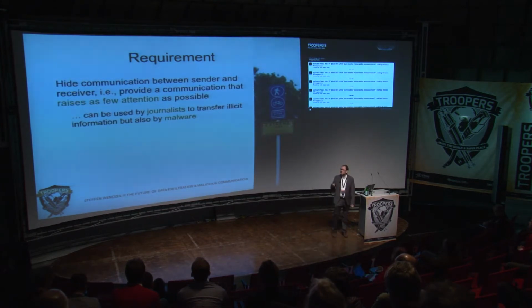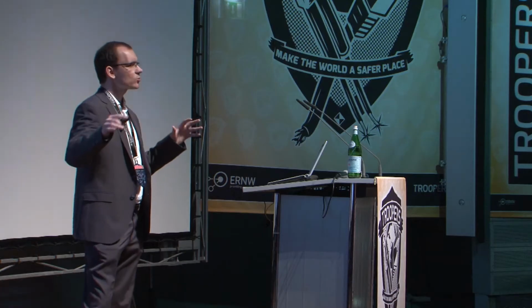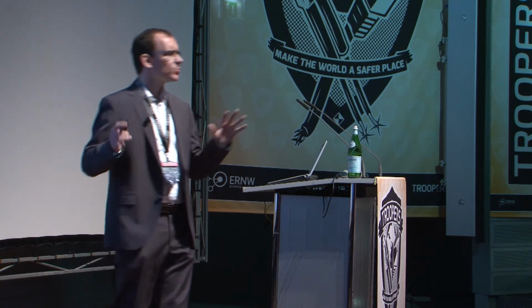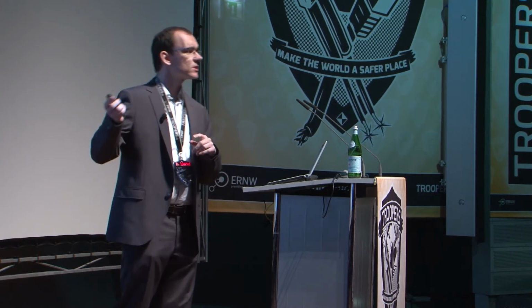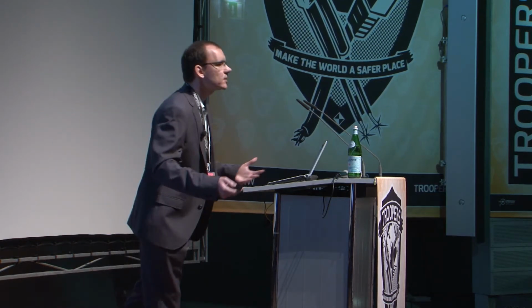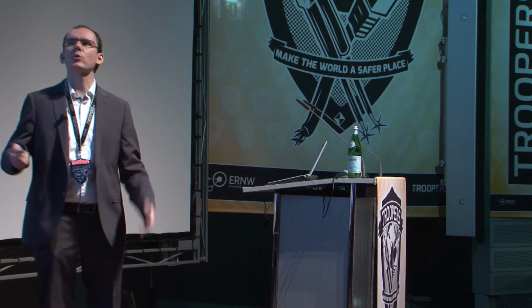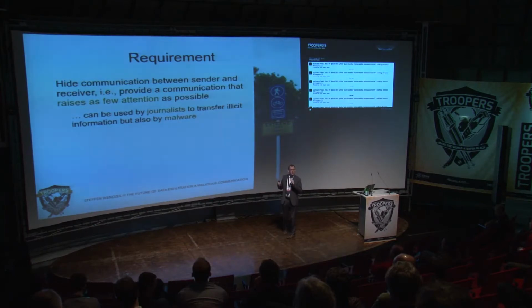So what do we need to create malware or a safe communication for journalists in observed networks? We need a very, very stealthy communication, and therefore our communication should raise as little attention as possible. If our communication raises attention, maybe a journalist is detected and maybe gets into jail, or our malware is detected and maybe the malware will be blocked afterwards. So this is our main requirement.